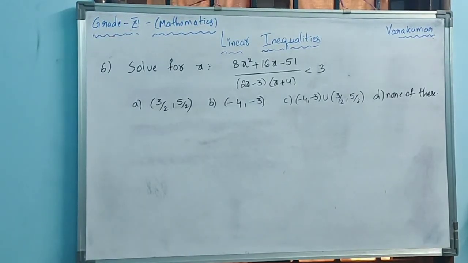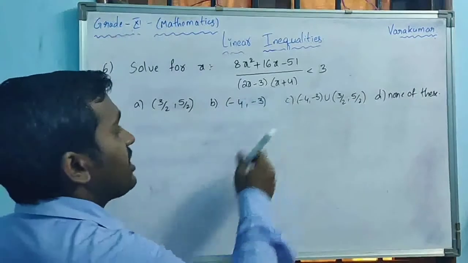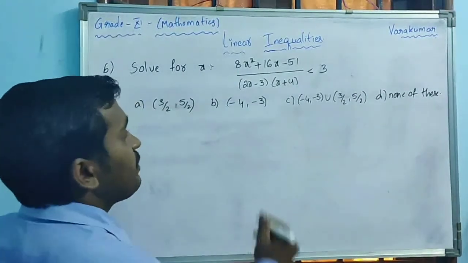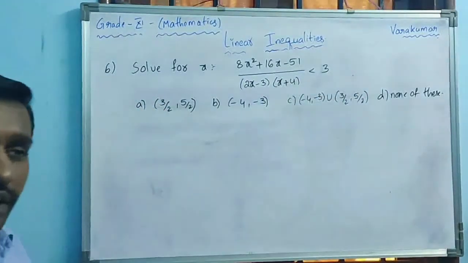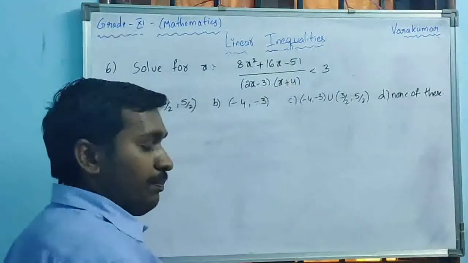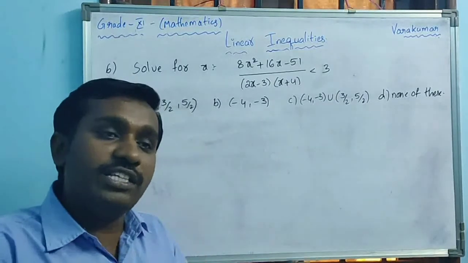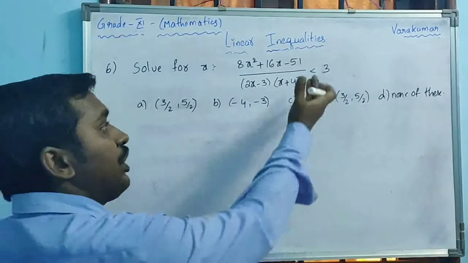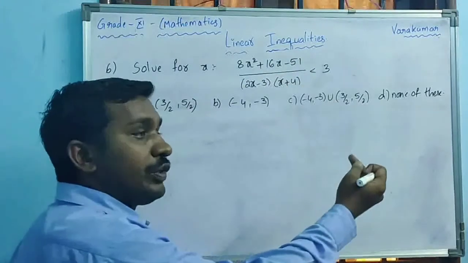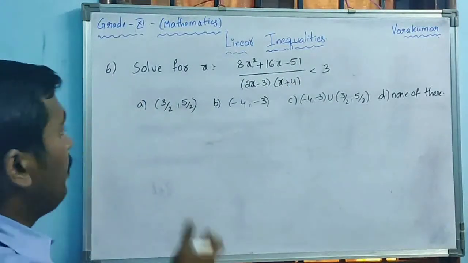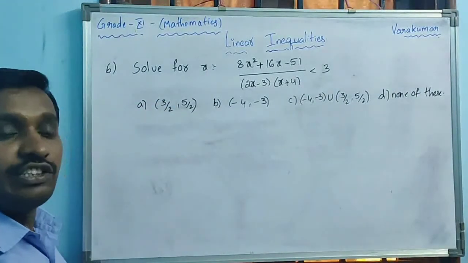Right. Now one more problem on the board. Solve for x: 8x square plus 16x minus 51 divided by 2x minus 3 into x plus 4, less than 3. This model we have already learned: ax plus b by cx plus d less than k. We have to bring all the terms to one side and then simplify. I am bringing the 3 to this side and then simplifying. After simplification, among these 4 options, one is the right answer, so we have to choose it. Let us see the solution first.